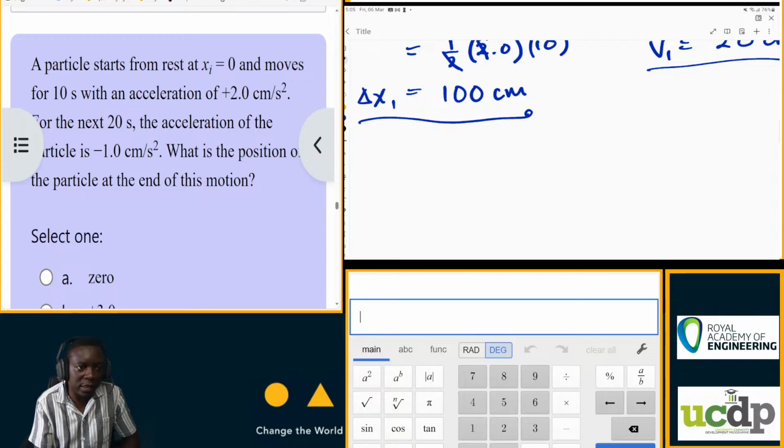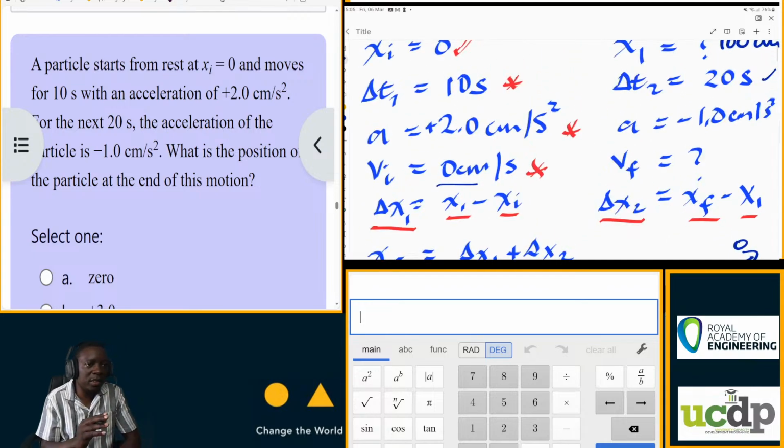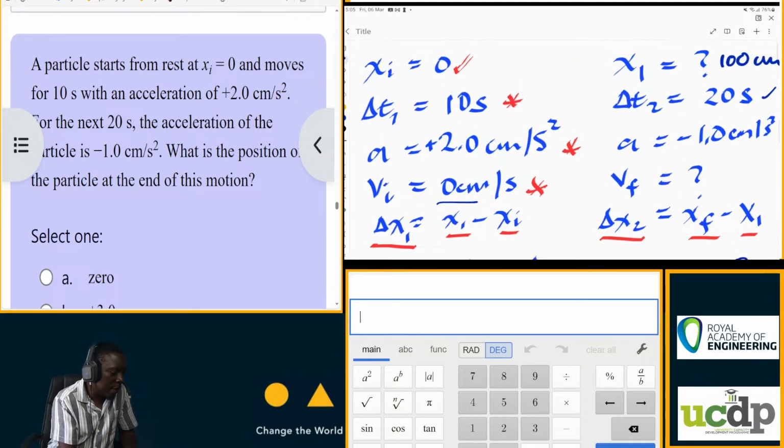So what we have said so far is this. Remember the question: a particle starts from rest. That means our initial velocity should be 0 because it's at rest. That's number one. And it moves for 10 seconds. We've split this motion, so we're calling that 10 seconds T1. It's the time it takes to carry out this motion in the first part of what is described in the question. And in that 10 seconds, its acceleration is 2 centimeters per square second, right?